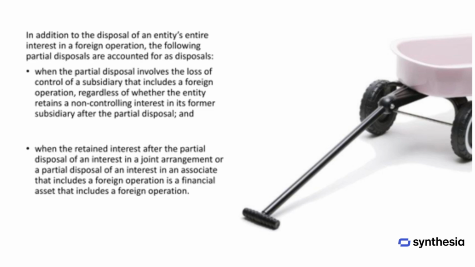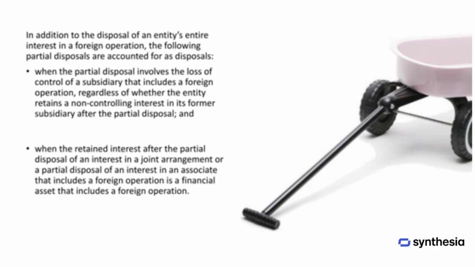In addition to disposing of an entire interest in a foreign operation, certain partial disposals are also treated as disposals for accounting purposes. First, if the partial disposal results in the loss of control over a subsidiary that includes a foreign operation, it is considered a disposal. This applies even if the entity keeps a non-controlling interest in that former subsidiary after the disposal.